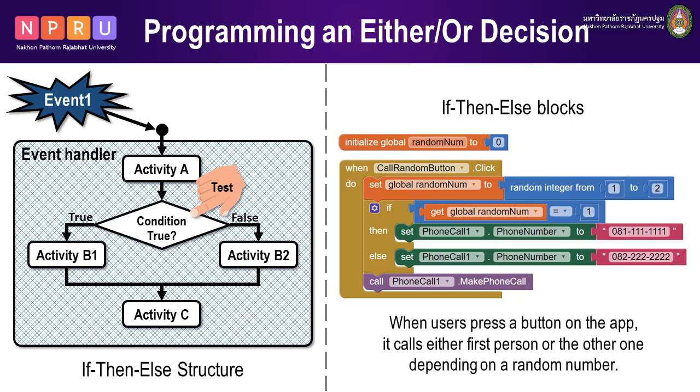If the value of random num is 1, the app takes the first branch, then, and the phone number is set to 081-111-1111. If the value is not 1, then the test is false, in which case the app takes the second branch, else, and the phone number is set to 082-222-2222. The app makes the phone call either way because the call to make phone calls is below the entire if-else block. Next, we will learn more about how to program conditions within conditions.